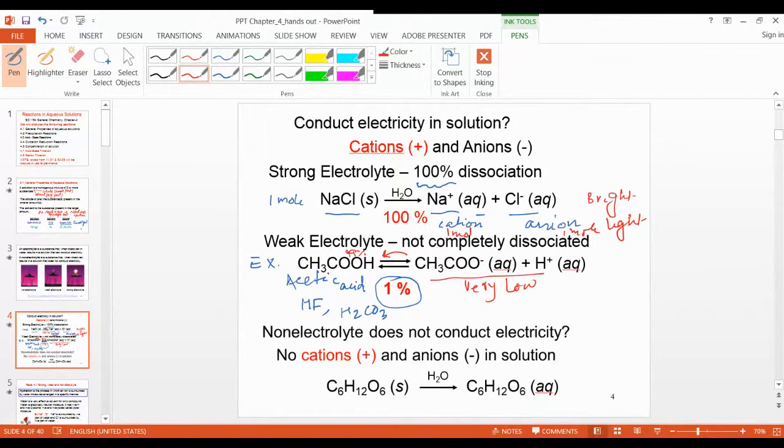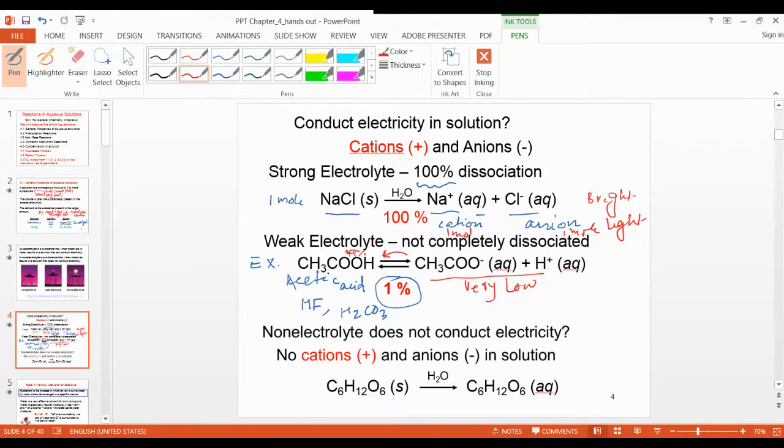The difference between strong and weak electrolyte depends on the dissociation of the substance. The more it dissociates, the more ions are formed, so the more powerful the light is. More dissociation, more ions, bright light you will get.